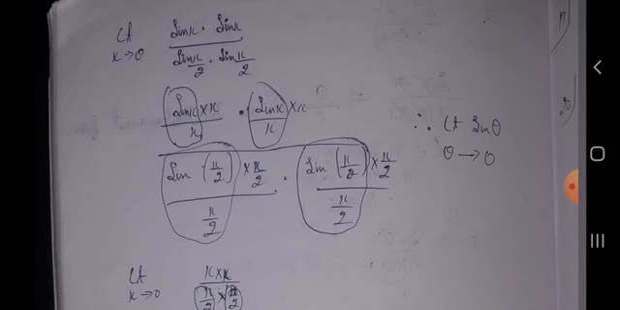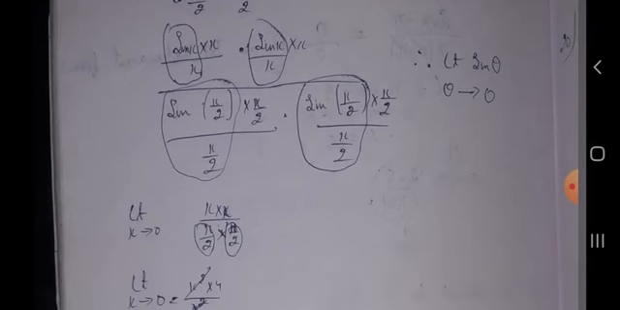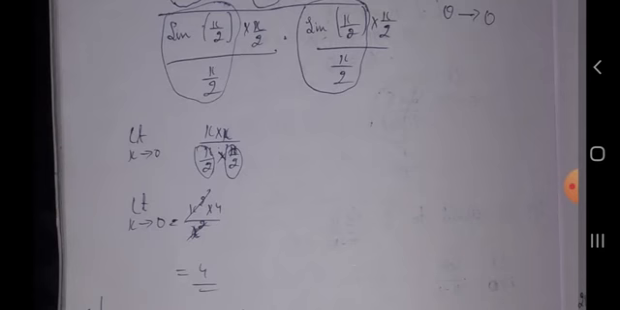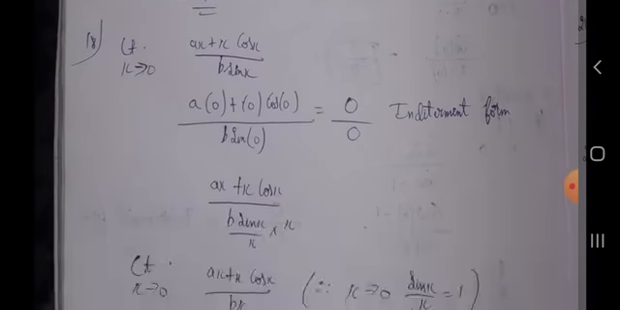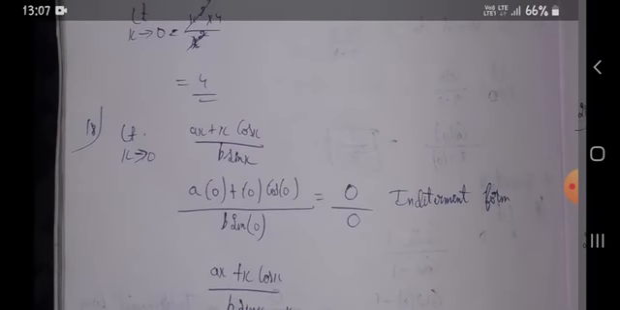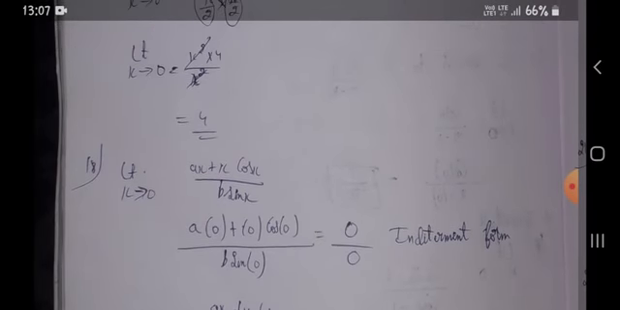So we write sin x into x by x, and sin x by 2 into x by 2 over x by 2. The sin terms cancel, and we get x square and x square, and x square will cancel. 2 times 2 is 4, so the answer is 4.